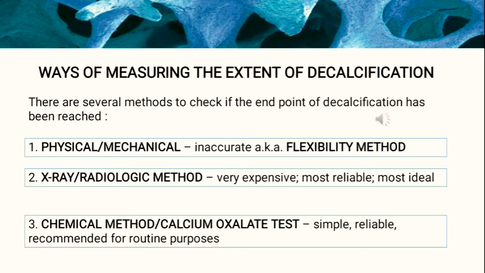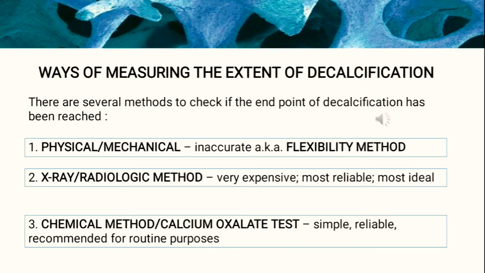There are several methods to check if the endpoint of decalcification has been reached. First is the physical or mechanical test. This is usually done by touching or bending the tissue with the fingers to determine the consistency of tissues. This is, however, a very vague and inaccurate way of determining if a tissue has been completely decalcified or not. The physical or mechanical test is also known as the flexibility method.